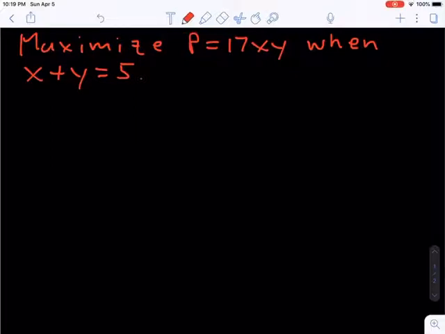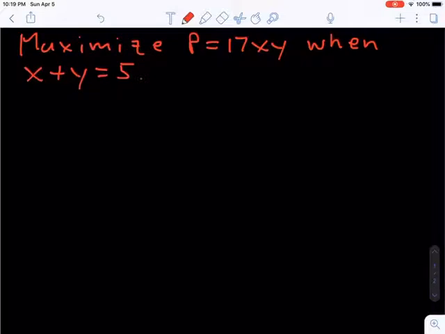In this optimization problem, we want to maximize p equals 17xy when x plus y equals 5. So in this problem, the p equals 17xy is what we would call our objective function. That's the function that we want to actually maximize or minimize or optimize in general. X plus y equals 5 is our constraint.